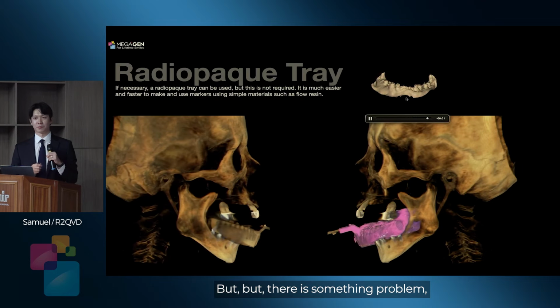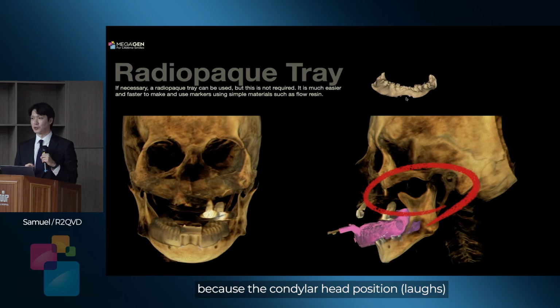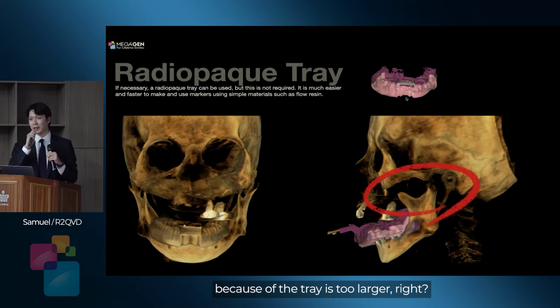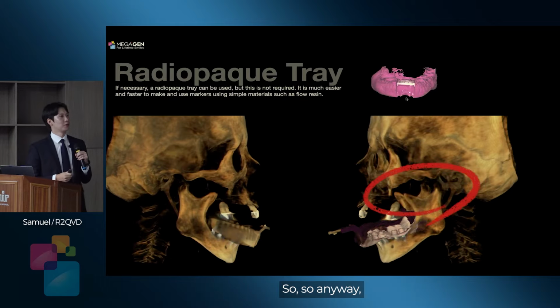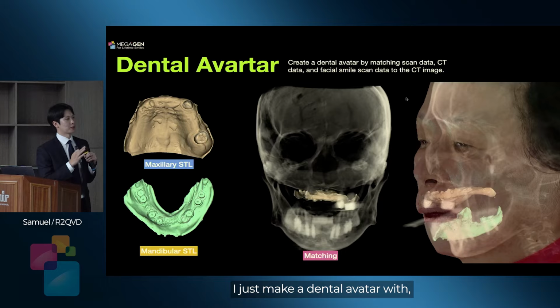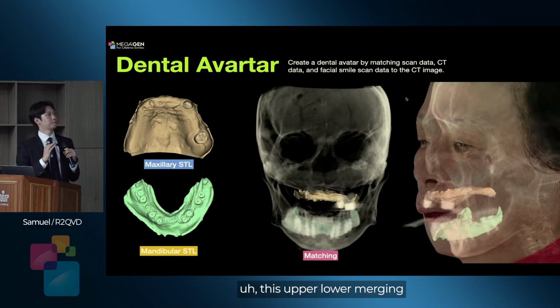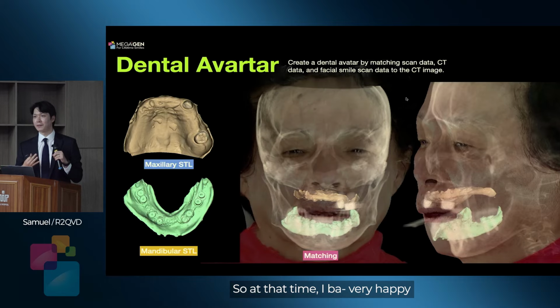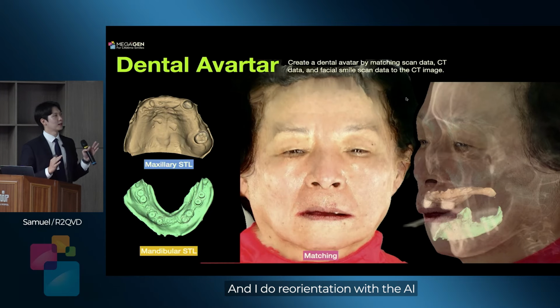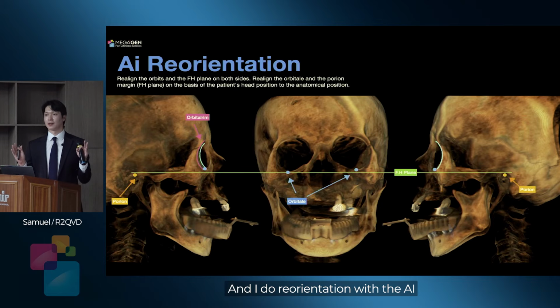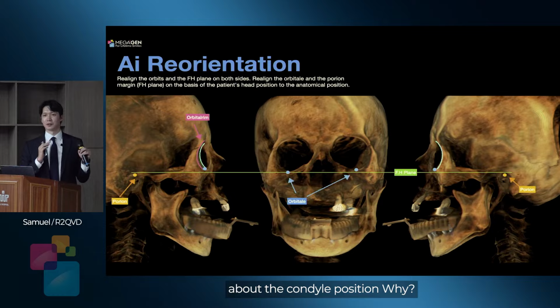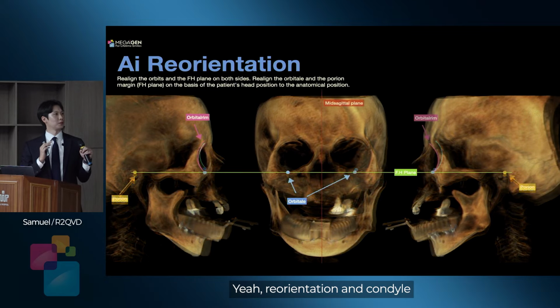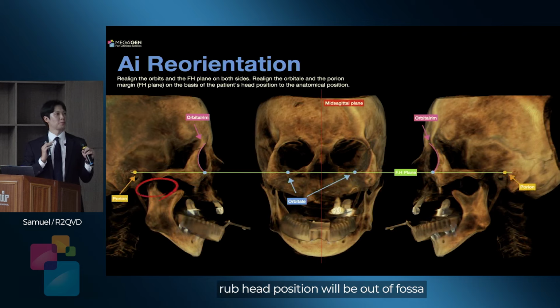But there is a problem because the condylar head position is wrong, because the tray is too large, right? Anyway, I just made a dental avatar with this upper and lower merging and facial scan merging, everything. At that time I was very happy because the merging was perfect, and I did the reorientation with the AI. After that, I noticed the condyle position, right? After reorientation, the condyle head position is out of the fossa.